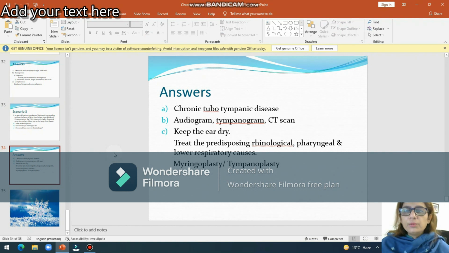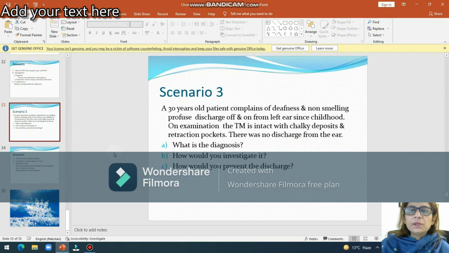Aural toilet, antibiotics, treatment of the cause. Then, if the patient is not improving, think of surgical exploration of the mastoid, that is in the form of cortical mastoidectomy, then reconstructive surgery. Complications are usually tympanosclerosis, adhesive otitis media.